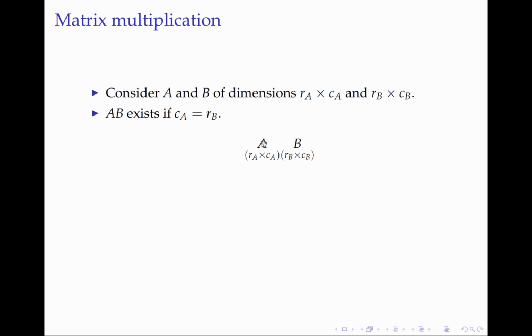So if you write the matrix A and the matrix B and you put the dimensions underneath those two matrices, what we need is for these two here that are next to each other, they need to match. If those two match, then we can do the matrix multiplication. If they don't match, then that matrix multiplication is not defined. We can't do it.